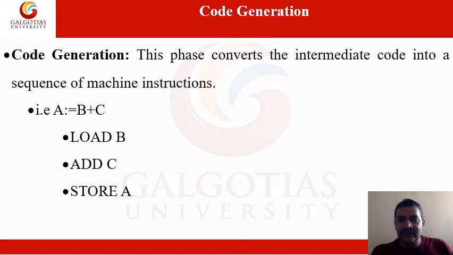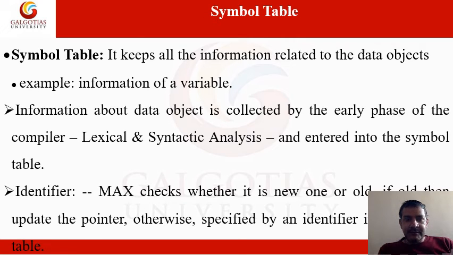And the last phase is your code generation. Code generation converts the intermediate code into a sequence of machine instructions. For example, A equal to B plus C, you simply write load B. First of all, you load this variable B onto the register, then perform the add operation, you add C, and finally store A onto the register. This is all about the phases of your compiler.